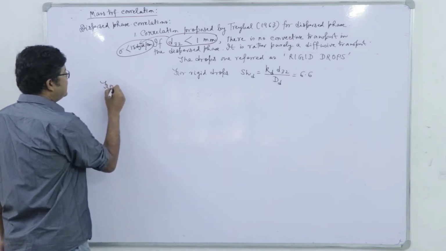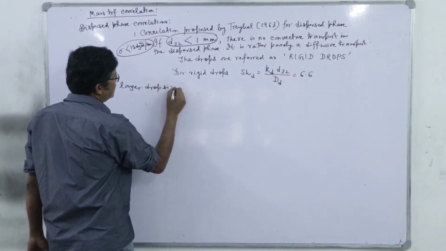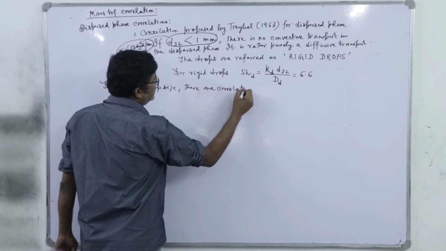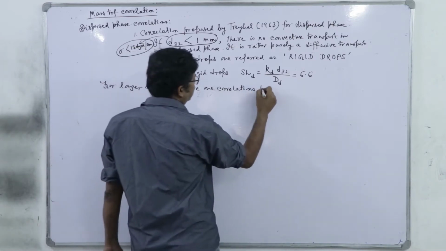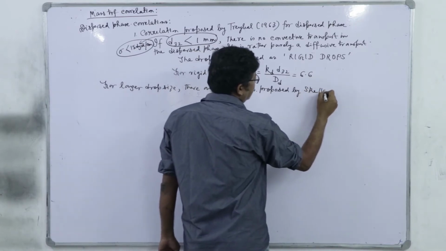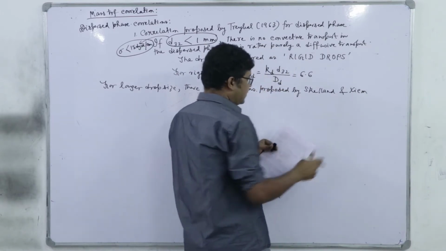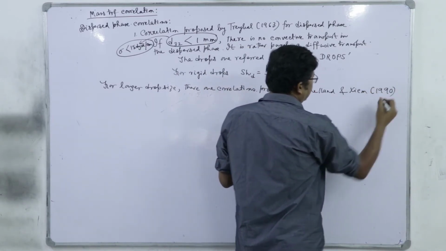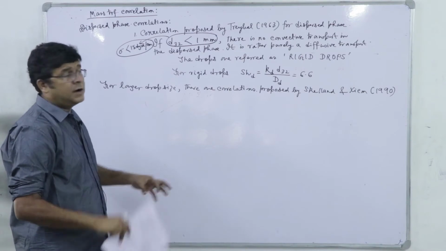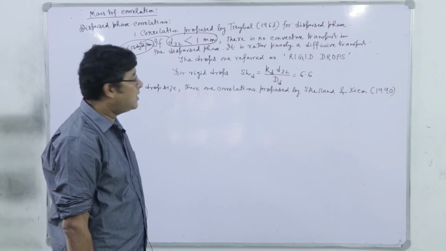For larger drop size, numerous correlations have been proposed by Skelland and Moeti. Around 1990 you will find a lot of correlations proposed by Skelland and Moeti, which are valid for drops having a diameter greater than 1 millimeter.